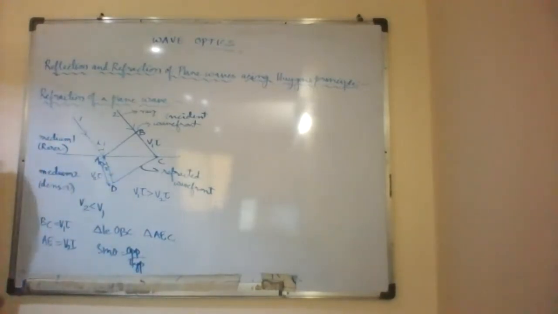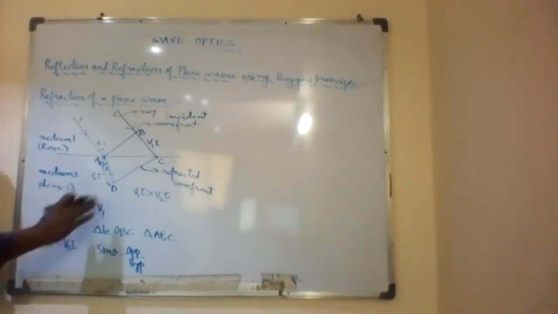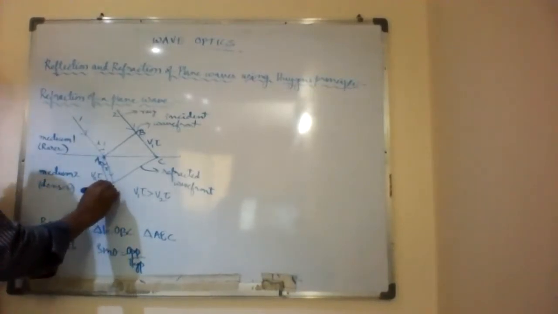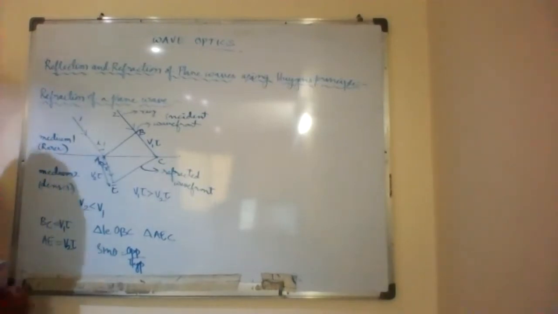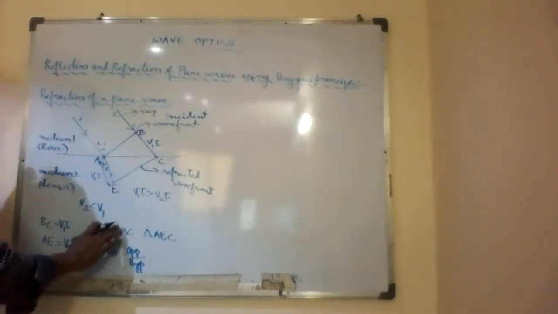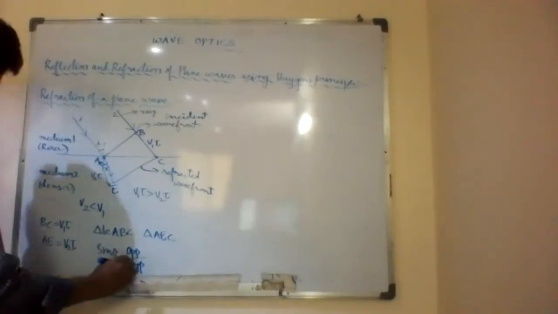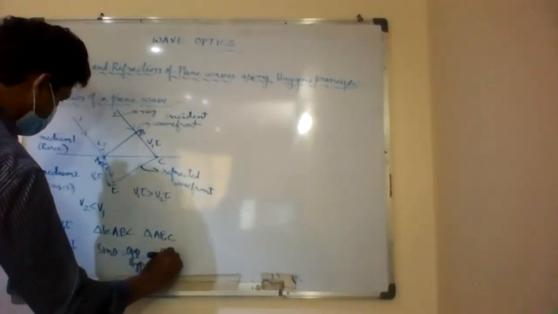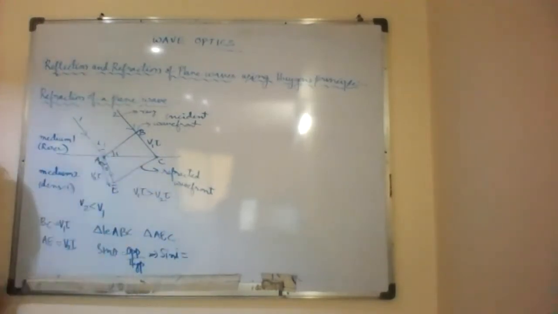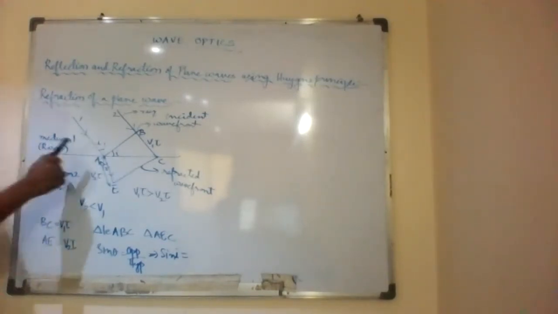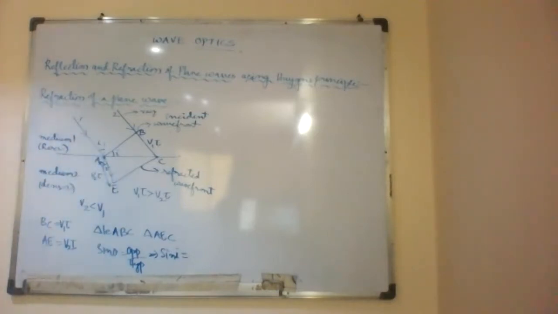What are the triangles now? ABC and AEC. In ABC, what is BC by AC? We take the first triangle ABC and AEC, opposite side by hypotenuse. So sin I is equal to what? Where is I? This is I. If this is I, how come that is I?